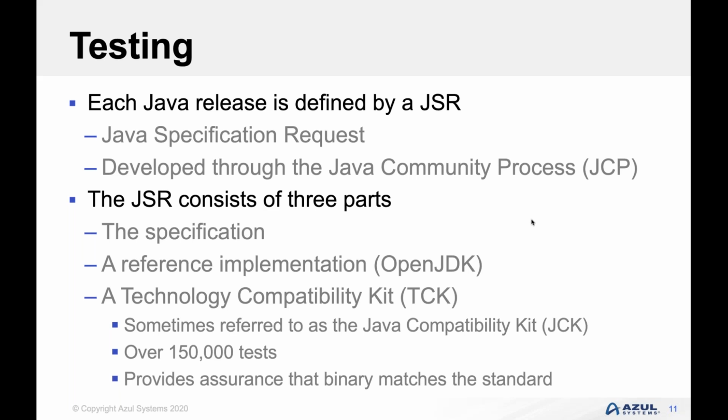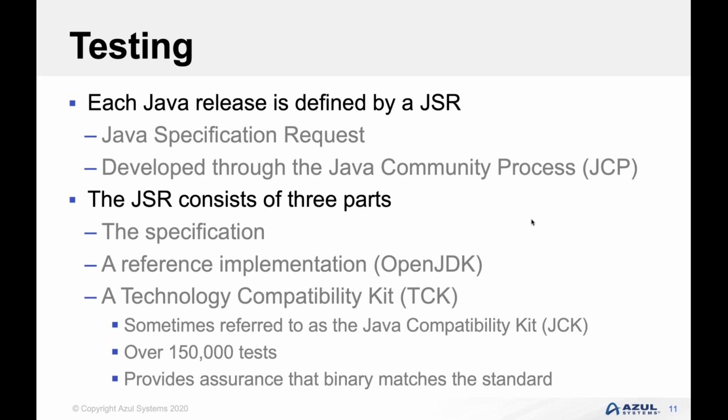The second thing that you get with the JSR is a reference implementation. That's an implementation that proves that the specification is unambiguous and can be implemented. In the case of Java SE, that is OpenJDK, the open source code that has been provided for each release. There's a repository for each release, and that is a reference implementation of that standard.